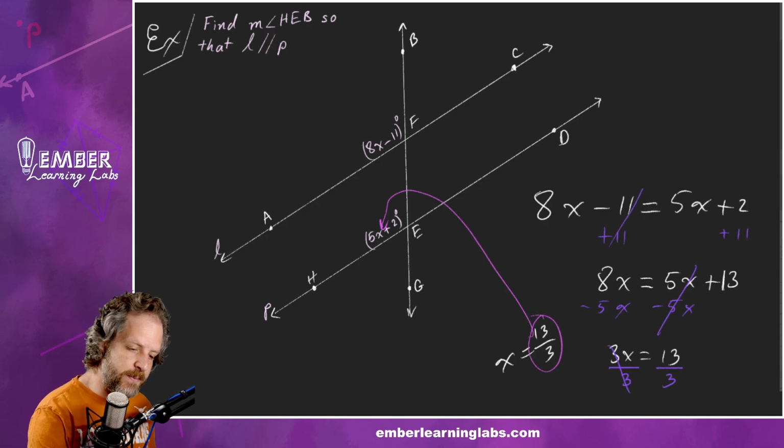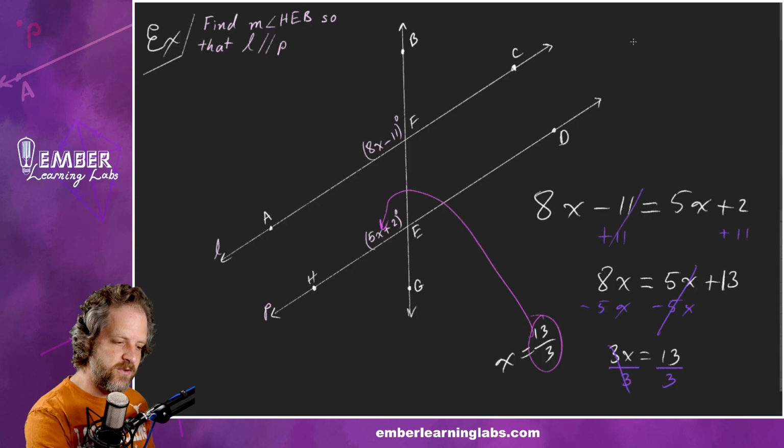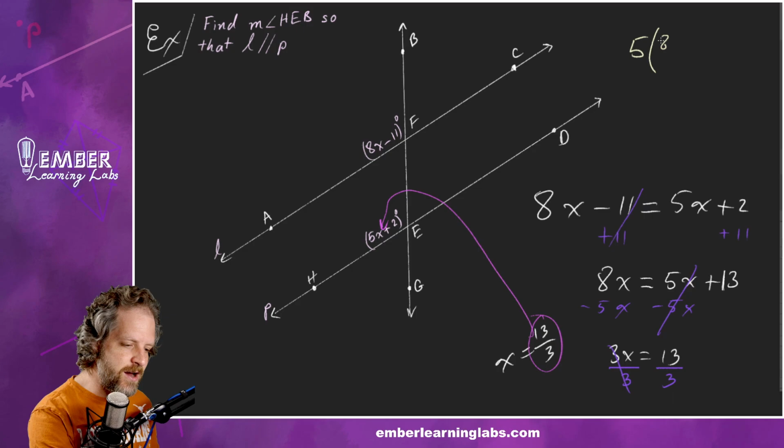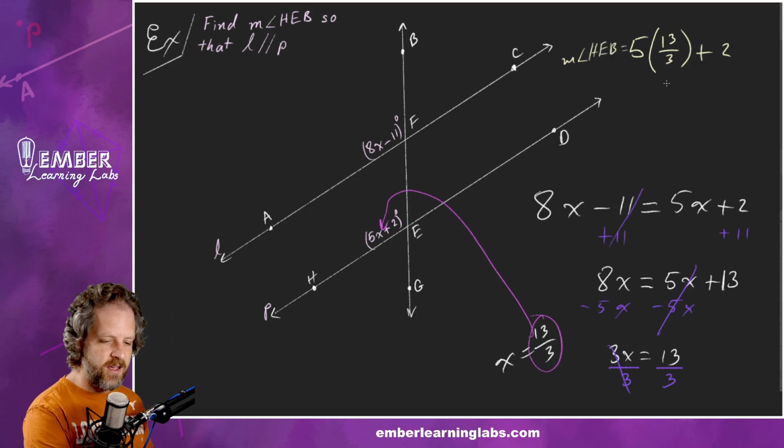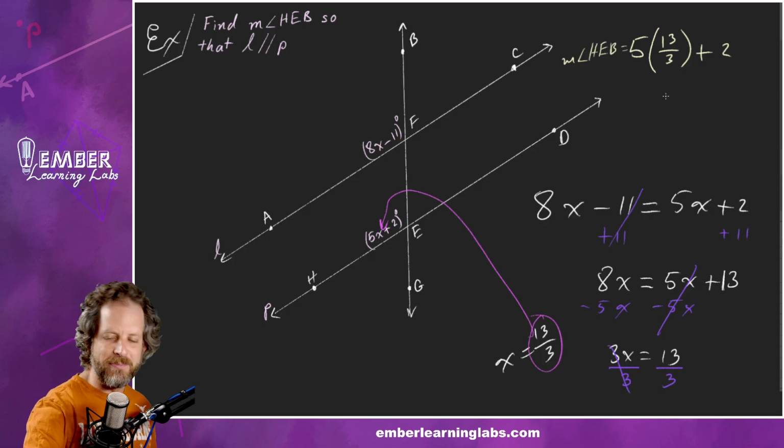Now, I may pull up a calculator in a minute because I made ugly numbers because I didn't really take the time to think through it, which is okay. Sometimes we get ugly numbers. How about 5 times 13 thirds plus 2, right? And so that's what we're looking for, the measure of angle HEB equals this. Let me pause our video and pull up a calculator.